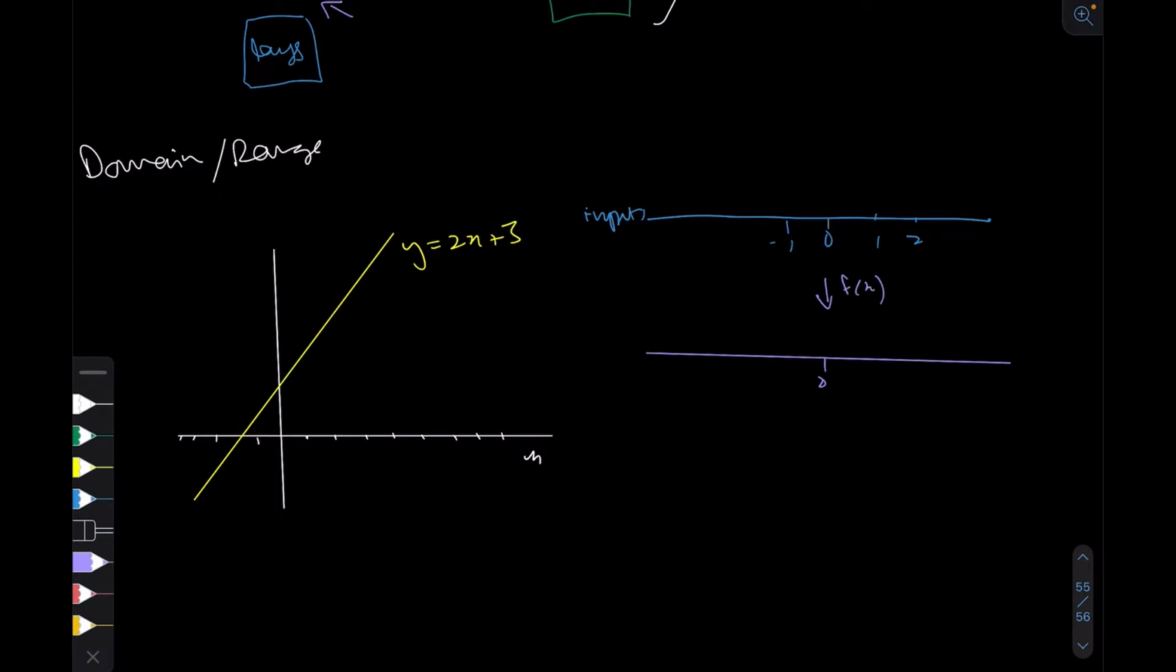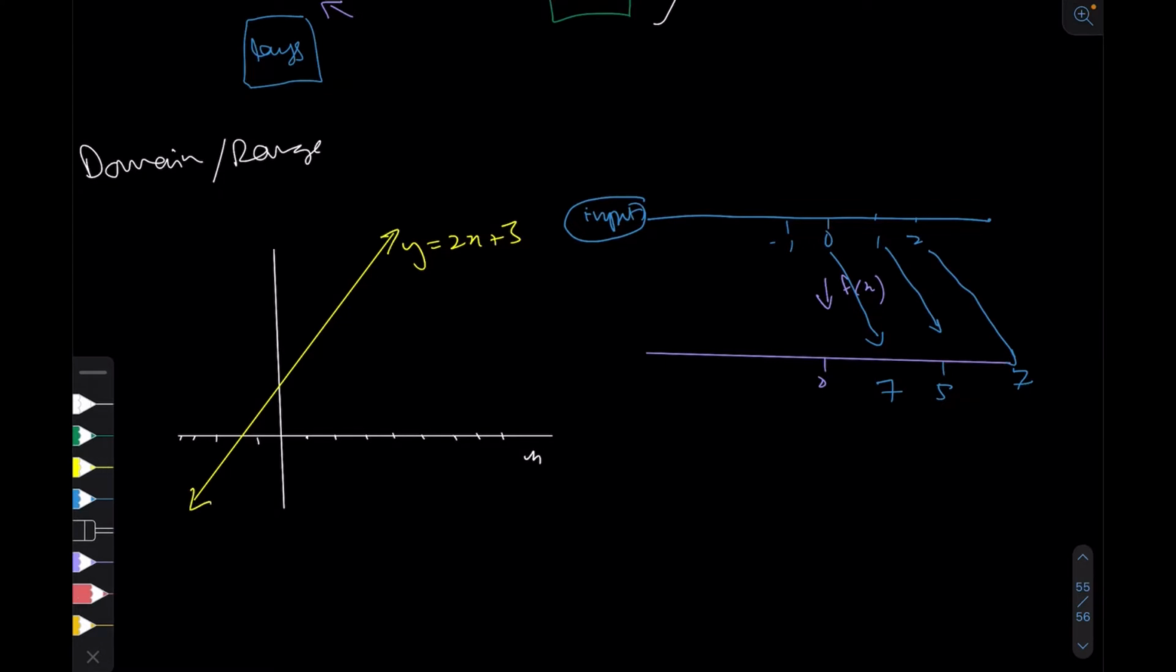So for example, if I input 1 into it, 1 goes to 5. If I input 2 into it, 2 goes to 7. If I input 0 into it, 0 goes to 3. Right? So if I do not restrict the number of inputs I give to it, there will always be some more outputs, and the graph will keep on stretching above and below.